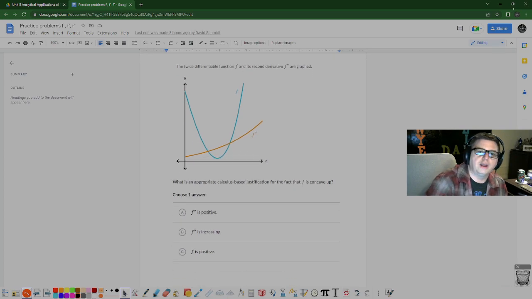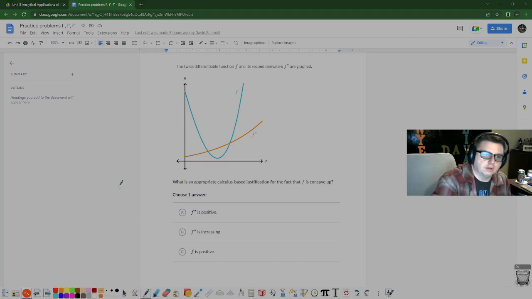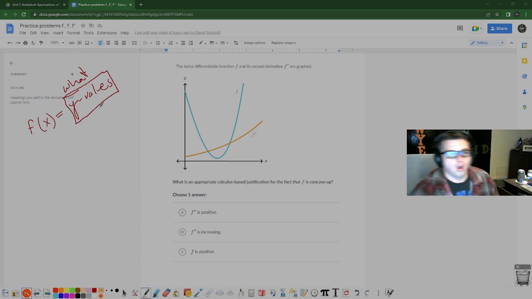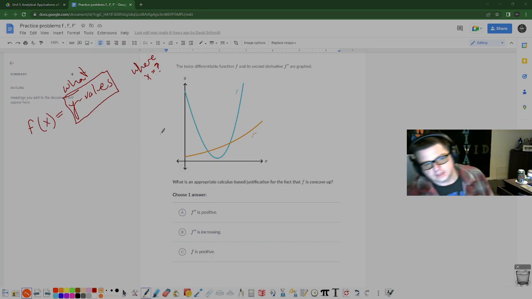Here we go. The twice differentiable. So now we're looking at the second derivative. So when we do this, the original function just gives us y values. When we talk about y values, what is the maximum or minimum value? Where it happens is the x value. The what is the y, the where is the x. Because we want to know where it happens, and then we want to know what it actually is.